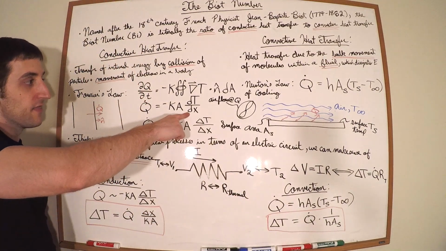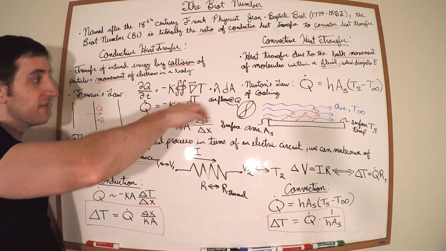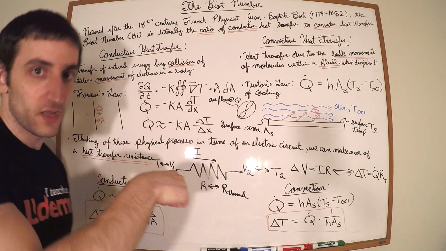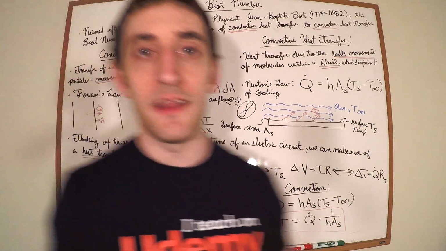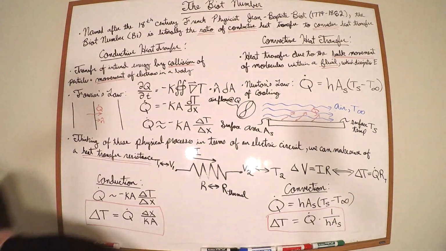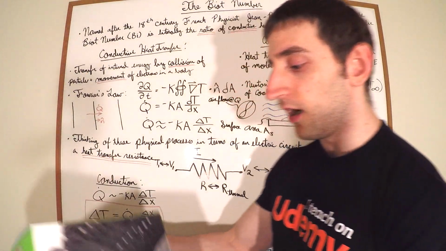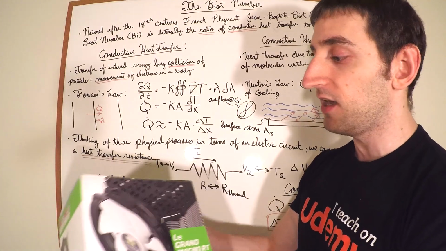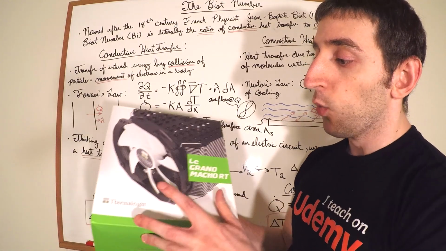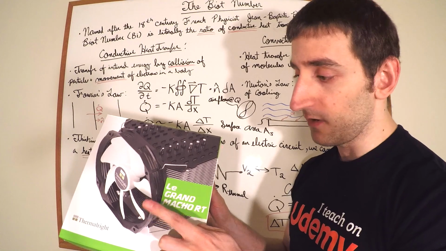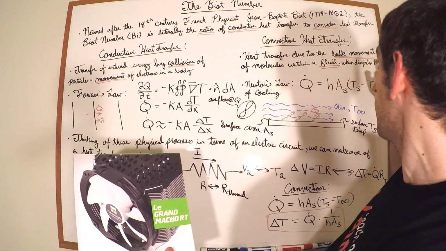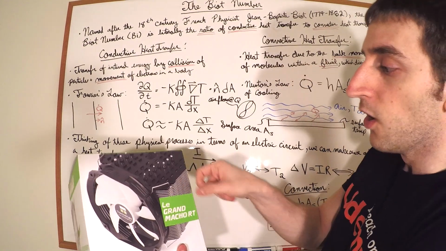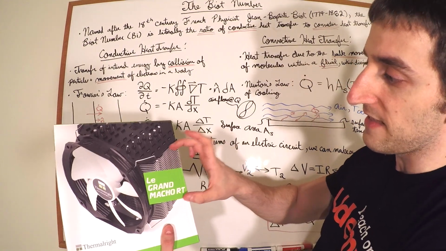This tells us that the heat transfer mechanism is due to differences in temperature. Okay, so that is convective heat transfer, and as you can see in the video I showed you of the Legrand Macho RT, the heat sink, we see this fan attached to it. Okay, so the fan here is going to provide that bulk movement of molecules over these fins.